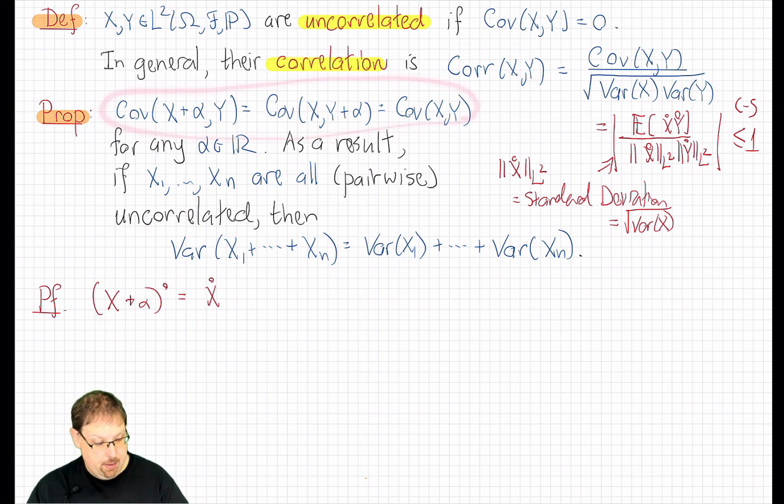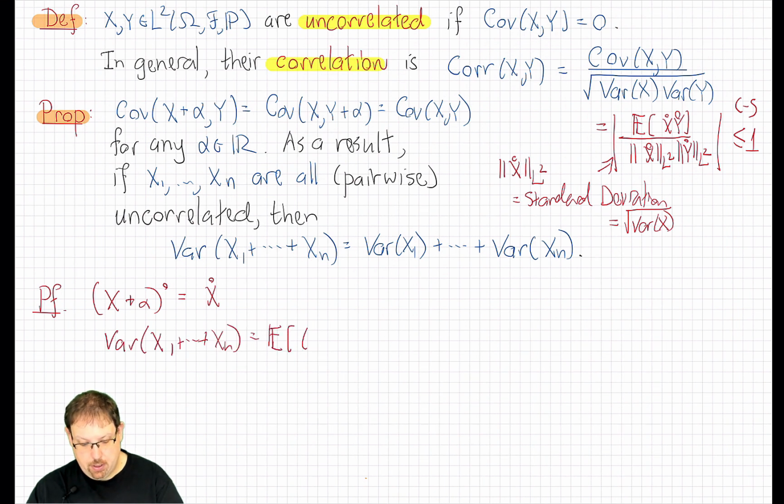For the second statement, we just multiply everything out. The variance of the sum, which is the expected value of the centered version of the sum, squared. Well, the centered version of a sum is the sum of the centered versions because of the linearity of expectation. And now I'll write that square as the sum over j of X_j centered times the sum over k of X_k centered.